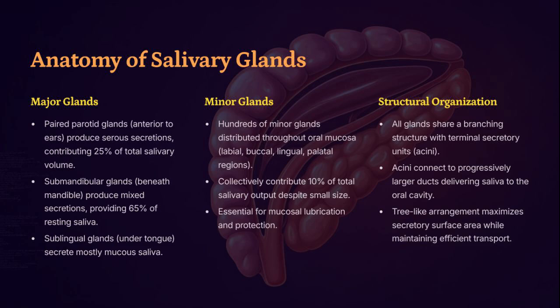Apart from these big 3, you also have hundreds of tiny minor salivary glands scattered throughout your mouth, in your lips, cheeks, tongue, and palate. Even though they're small, they're important for keeping your mouth moist and protected all the time. All these glands are structured like little trees. At the ends are clusters of secretory cells called acini, and these feed into a branching system of ducts that carry saliva into your mouth. This tree-like setup gives a large surface area for secretion, while the ducts act like pipelines to deliver it quickly. It's a smart, efficient design that ensures your mouth is always ready for digestion, speech, and defense.